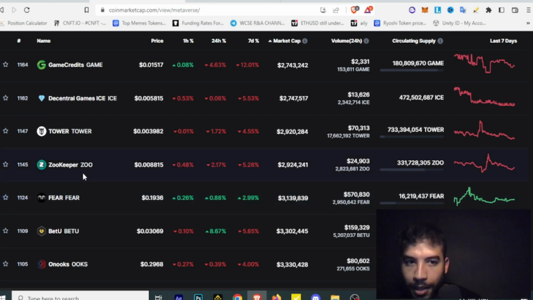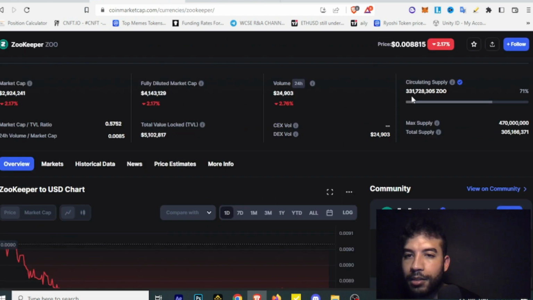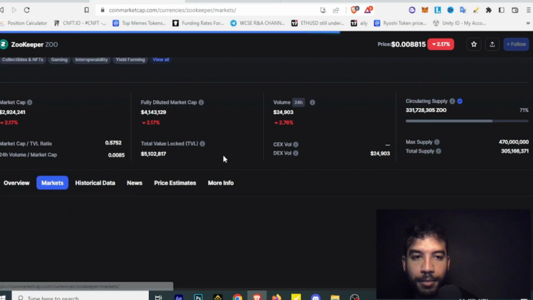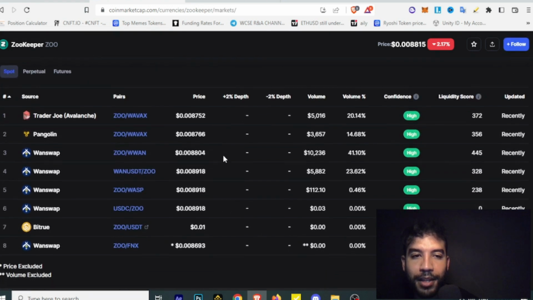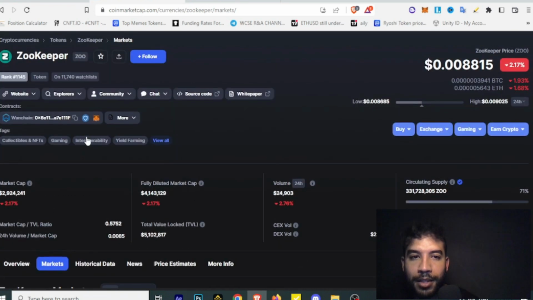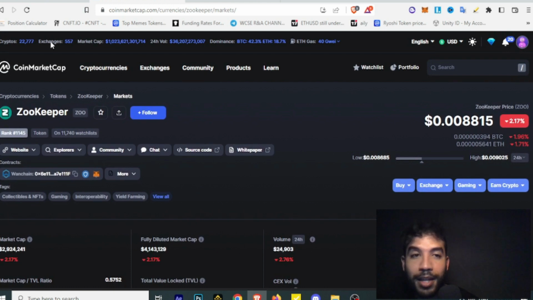Now we keep looking. Now Zookeeper, we have 300 million circulating supply, a max supply of 470 million, and a total supply of 300. So that's interesting. The circulating supply is higher than the total supply. We want to check markets. Keep in mind, with markets, we want to know if this thing is listed on any major exchange, which it is not. Now this one is a coin that we do want to stay away from.